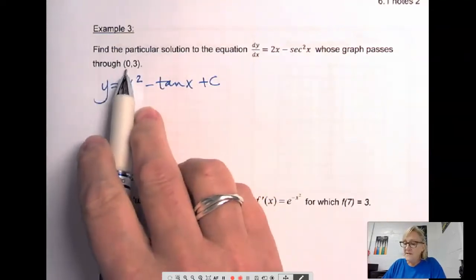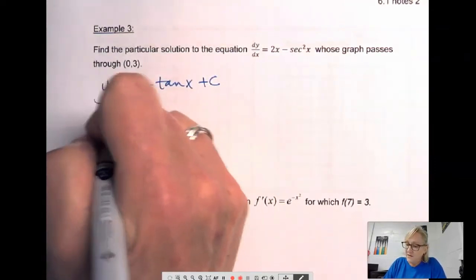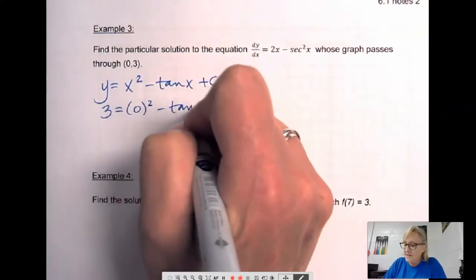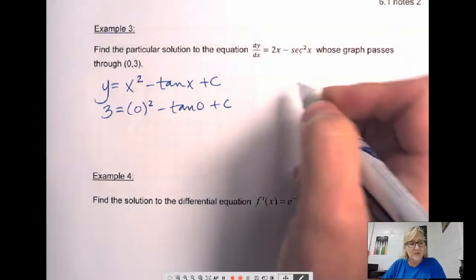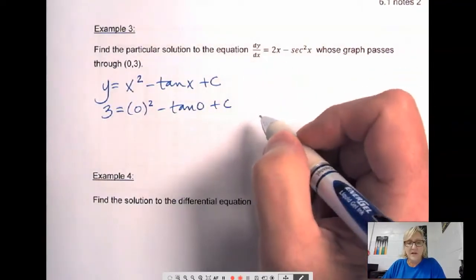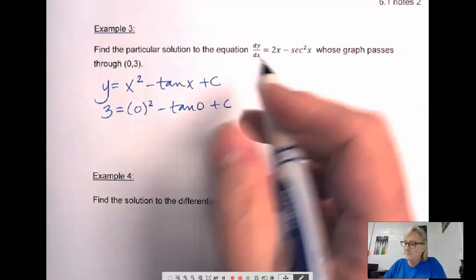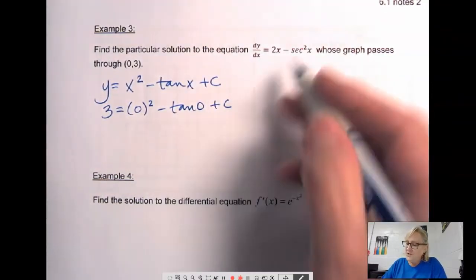Okay, so when x is 0, y is 3. So 3 equals 0 squared minus tangent of 0 plus c. Keep checking that this recording is still running. I'm paranoid it's going to stop on me. Okay, so tangent of 0.